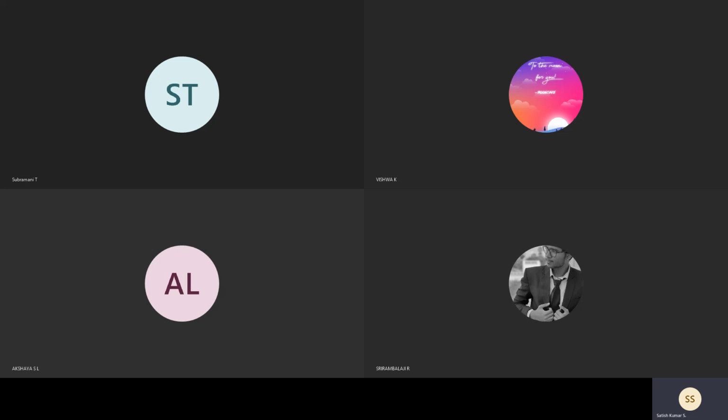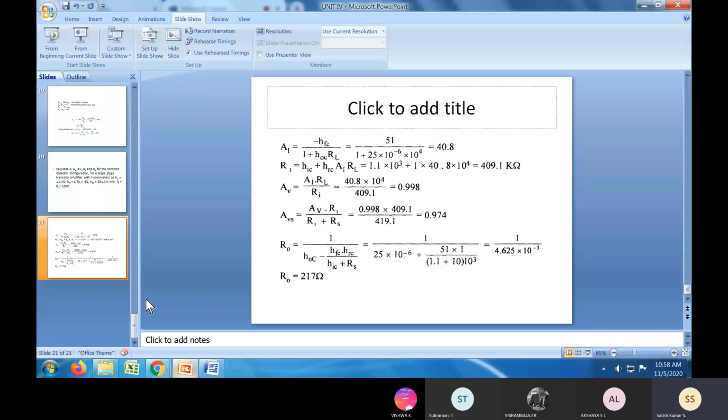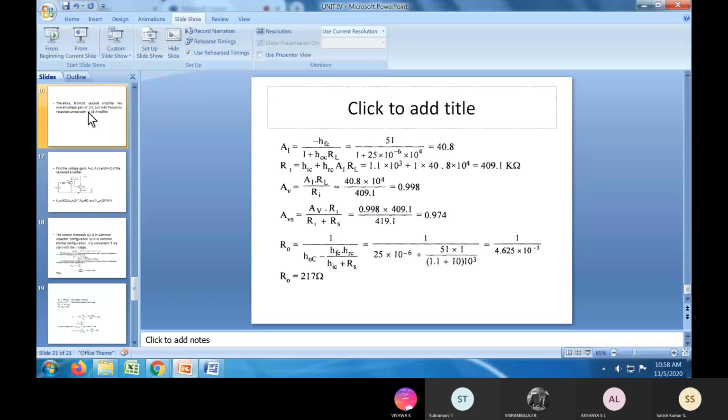One problem. This problem is a cascaded amplifier. From this problem we are going to identify how to obtain the overall gain of the given amplifier. Here the amplifier is a BJT amplifier. I am taking two BJT amplifiers, and by using these two BJT amplifiers we have to know how to obtain the required output. Okay.